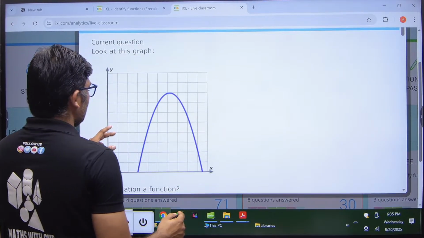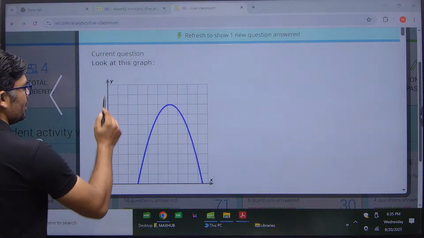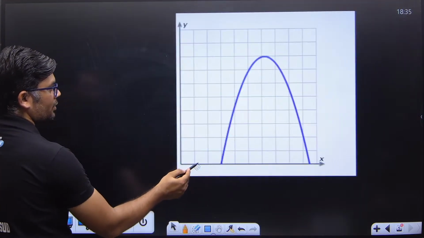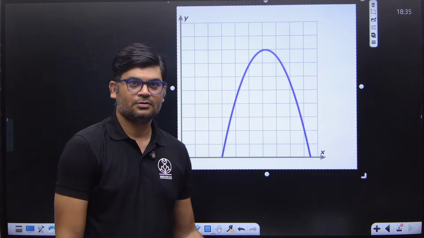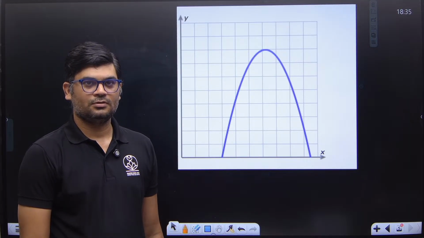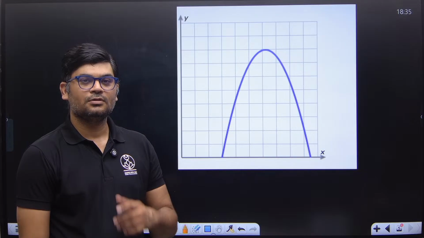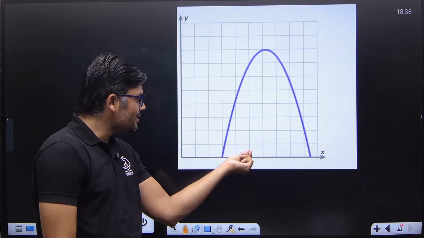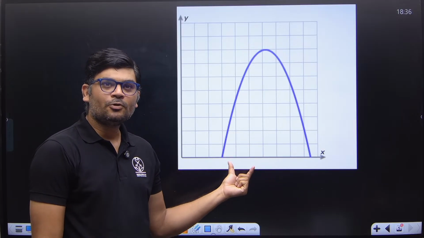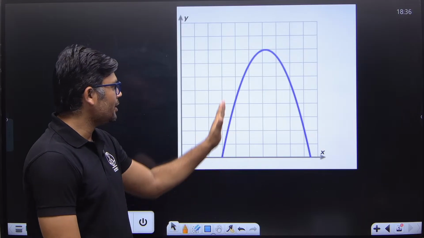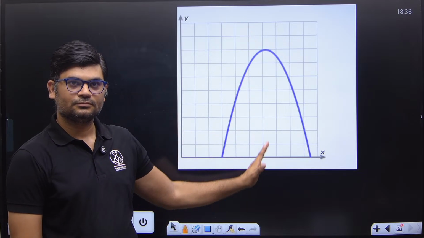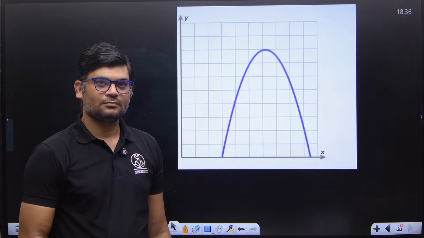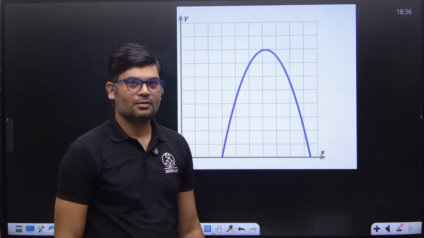Next question. Tell me, in this graph, is it a function again? Just think of an imaginary line in your mind. You can see these lines as well. Are they meeting the graph twice or a single time when it is going up like this?